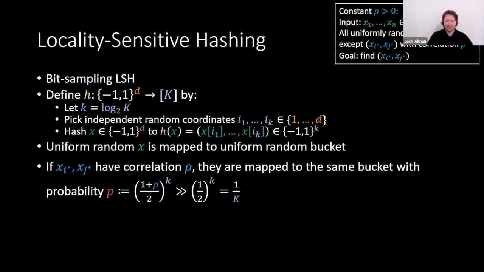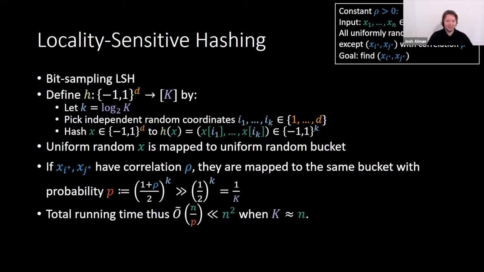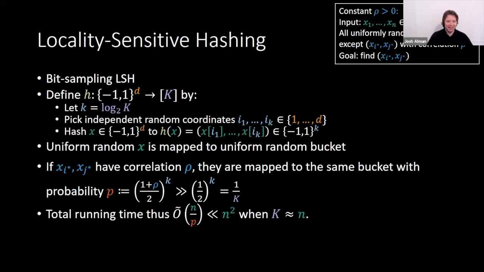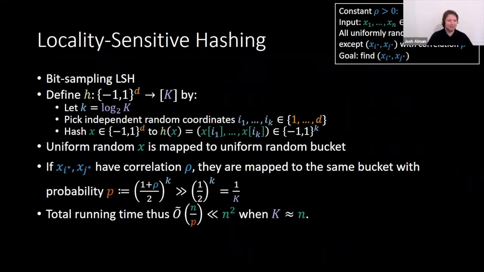In each of the k coordinates, there's a 1 plus rho over 2 probability they have the same value in that coordinate, as opposed to just a half. So this probability is substantially bigger than a half to the k, so it's substantially bigger than 1 over k. So the total running time you'll get is order n for each hash function, and then you have to repeat 1 over p times to get a good success probability.